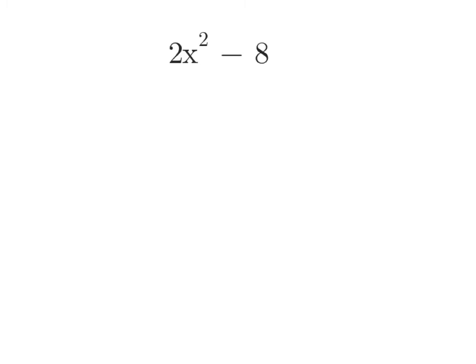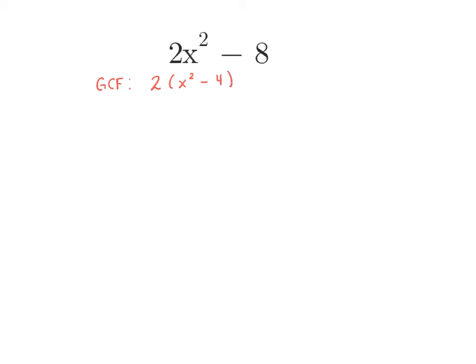The first thing you should notice about this next example is that the 2 and the 8 are not perfect squares. But remember, the first thing we should always do when we factor is to factor out a GCF. So we can see that 2 and 8 are both even, so we can factor out that 2, and that will leave us with x squared minus 4.